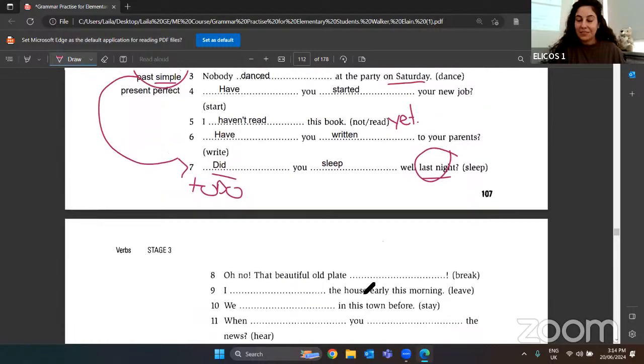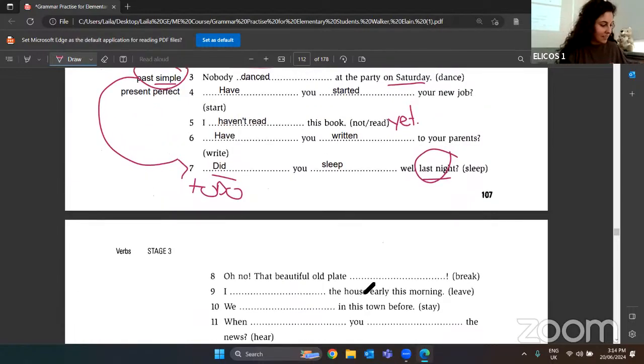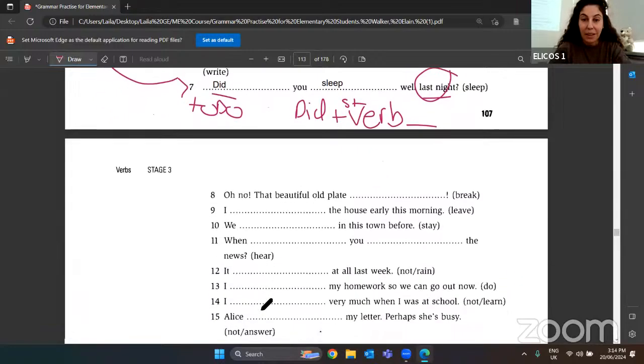Teacher. Yes. No, that's okay. Okay. Did you sleep well last night? Why is it sleep? Because with the past verb did, it's did plus verb. That's the rule. So you don't change the verb after did. There's no ed, ing, nothing. Did, subject, verb. So that's the rule. Okay, number 8.